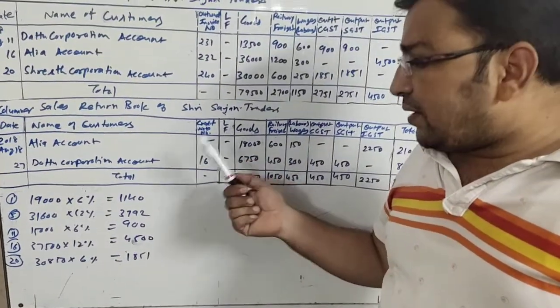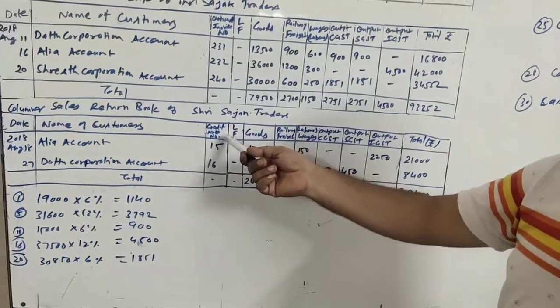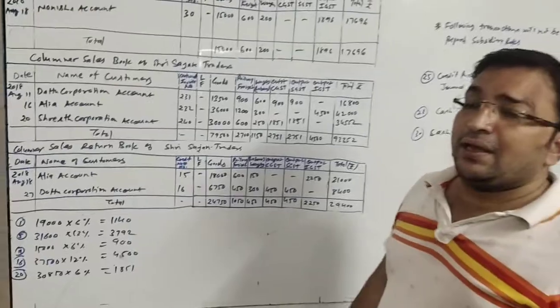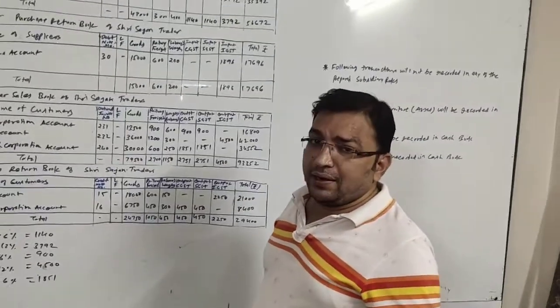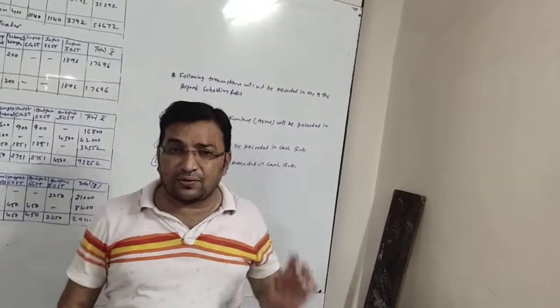Whenever we accept back goods which we have sold, that is sales return. At that time we issue a credit note. Okay, now we will see all the transactions one by one, and we will see where and how to record them.